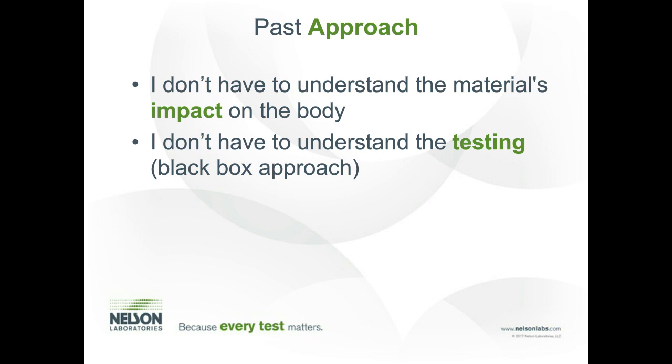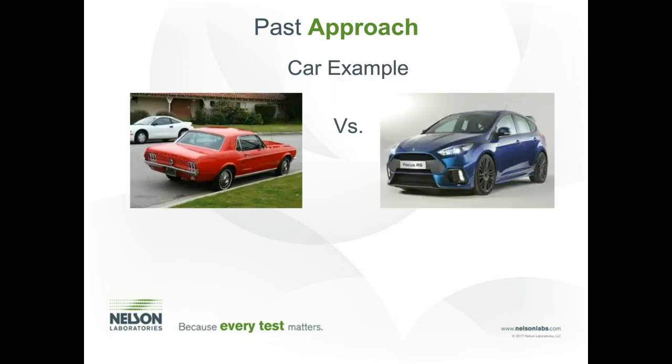So I use my car example for this. In the past, that past approach, so on the left there, that's my very first car. It's a 1967 Mustang. I absolutely love that car. But I wouldn't call that car very efficient. It didn't get great gas mileage. In fact, I think I got about 6 miles per gallon most of the time because it literally dripped gas out of the tailpipe of the car.